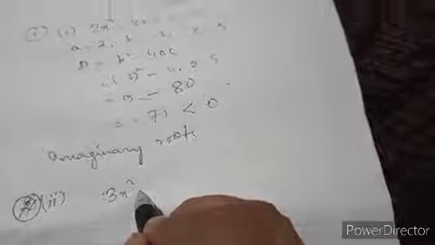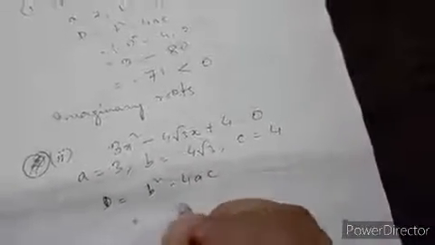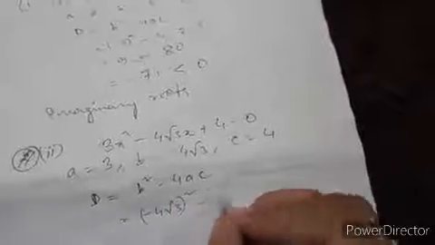Okay. Second is 3x square minus 4 root 3x plus 4 equals to 0. Here a value is 3, b is minus 4 root 3, and c value is equal to 4. Okay, so let us find the value of d. d is b square minus 4ac, that is minus 4 root 3 whole square minus 4 into 3 into 4.